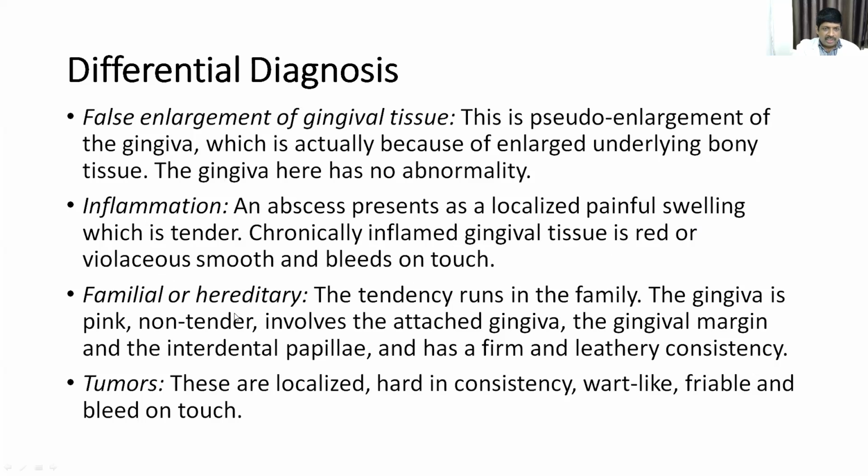A familial or hereditary, the tendency runs in family. The gingiva is pink, non-tender, involves the attached gingiva, the gingival margin and the interdental papilla, and has a firm and leathery consistency. So next is tumor. These are localized, hard in consistency, and bleed on touch.